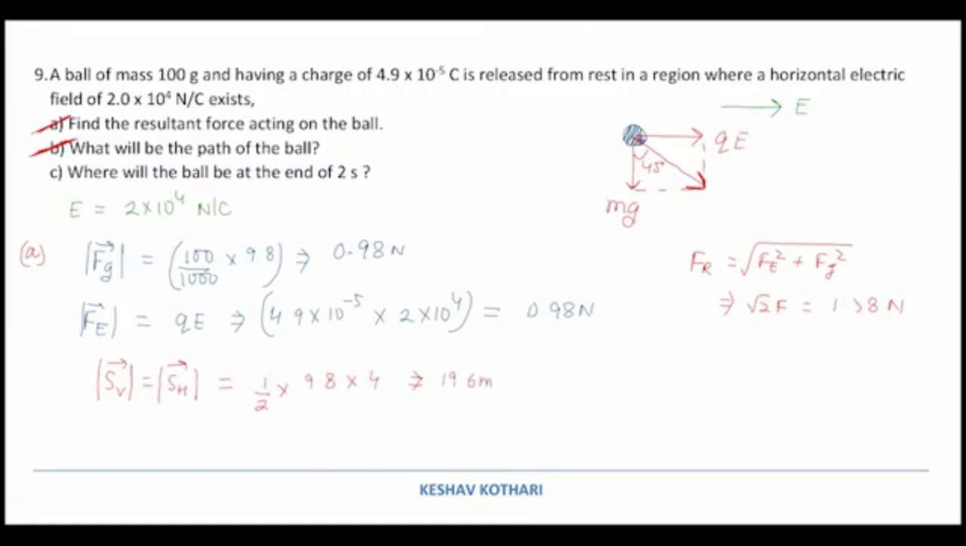So the net magnitude of displacement is going to be the square root of vertical squared plus horizontal squared. On solving, we obtain 19.6, again the same thing. So we write it as root 2 times 19.6, and we get an equivalent value of 27.7 meter. So for this particular question, these three are the answers which we obtained.